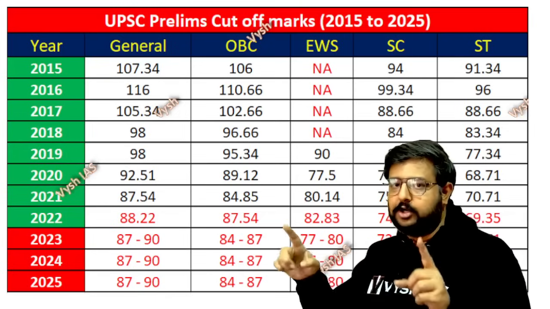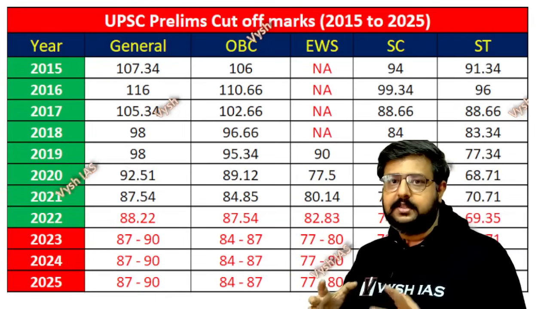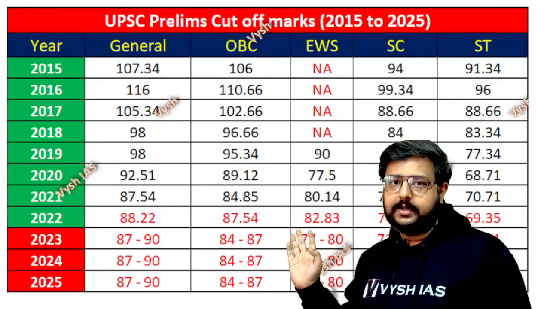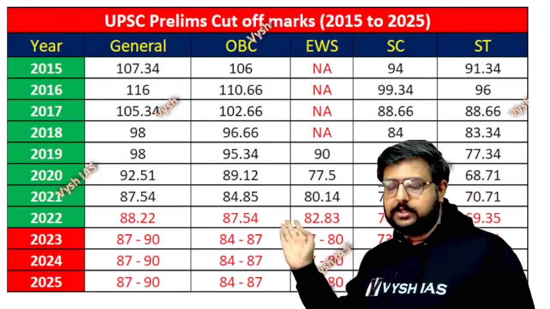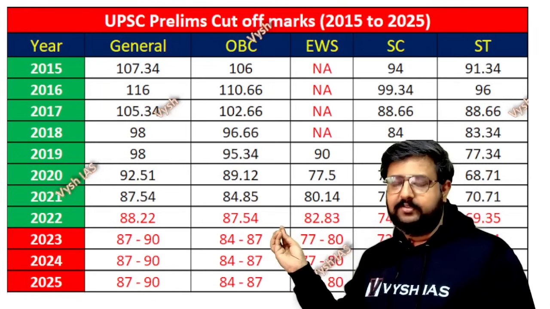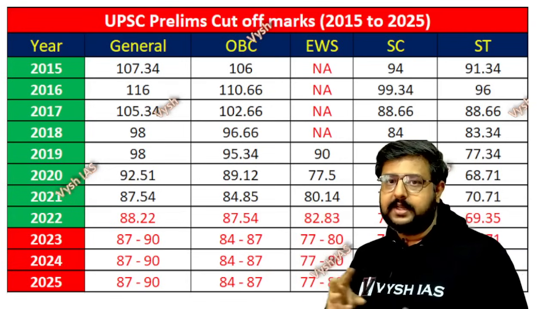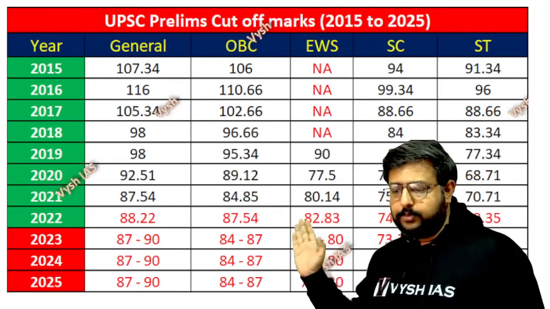People make the effort of getting the OBC NCL certificate and all that, and then go and give the exam. You have no much greater advantage compared to the general category. Those who can score 87.54 can score 88.22 also. The 0.75 marks you can score. But in mains you get the advantage. A 20-30 marks difference will be there in the mains. So that's about OBC.